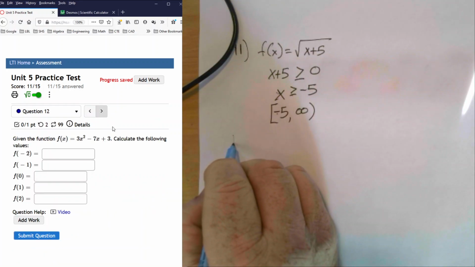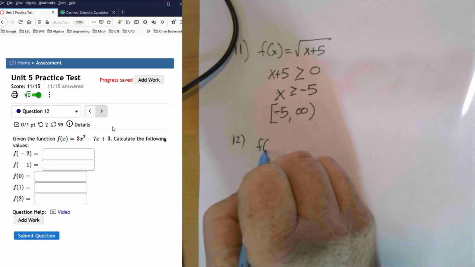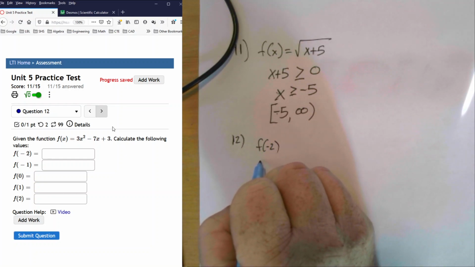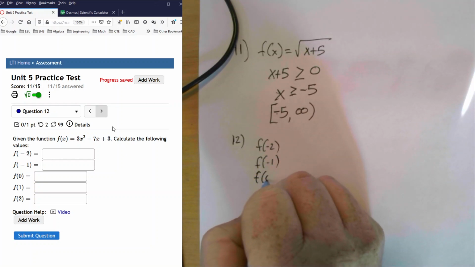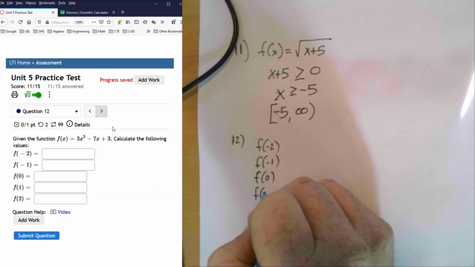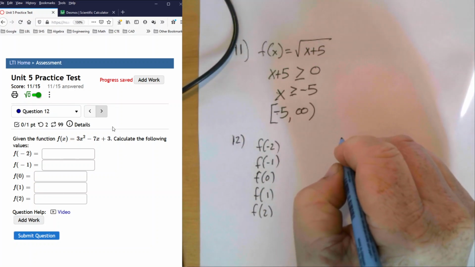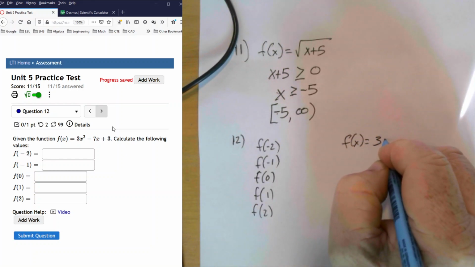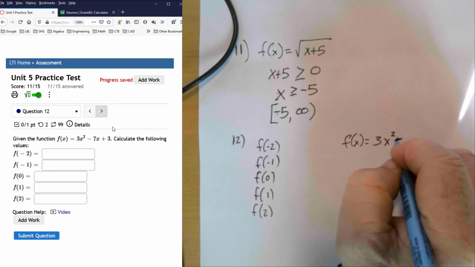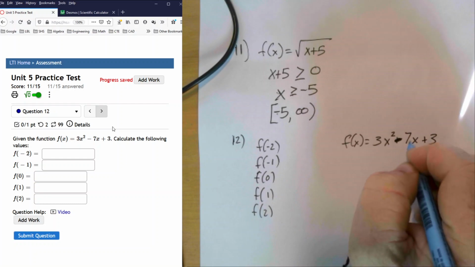Question 12. They're just asking us to evaluate this function at different x values. They want to know f of -2, f of -1, f of 0, f of 1, and f of 2. And they gave us the function here. The function is f of x is 3x squared minus 7x plus 3.